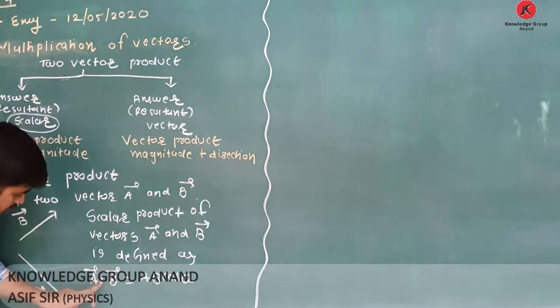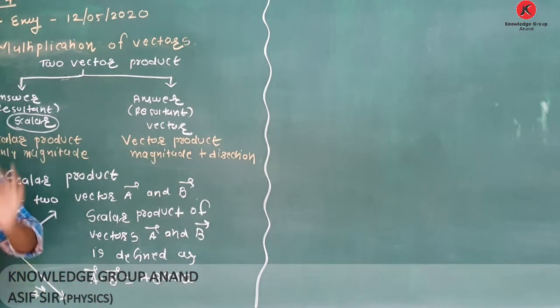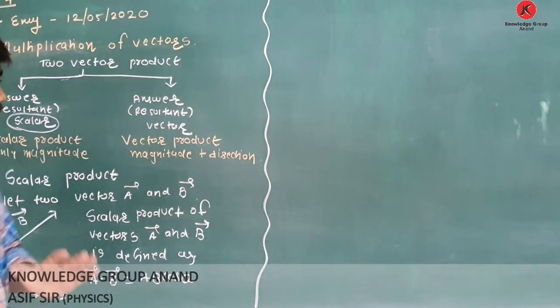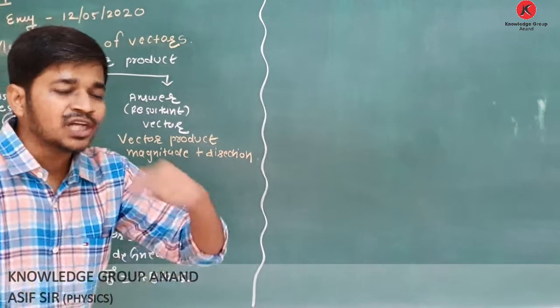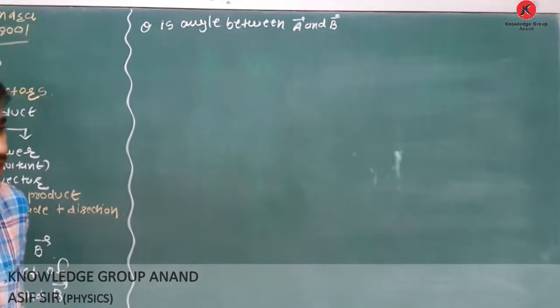Now see, this dot indicates that it is scalar product. Dot product, or scalar product, is represented by keeping a dot between two vectors. Clear about this? So it is how scalar product is defined. Now we will see another definition of scalar product.